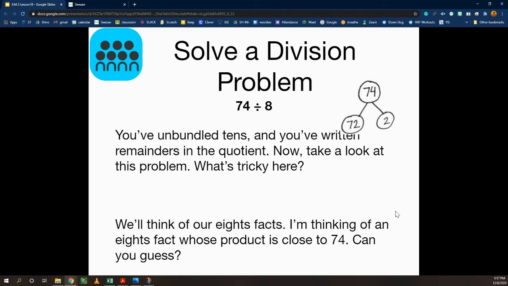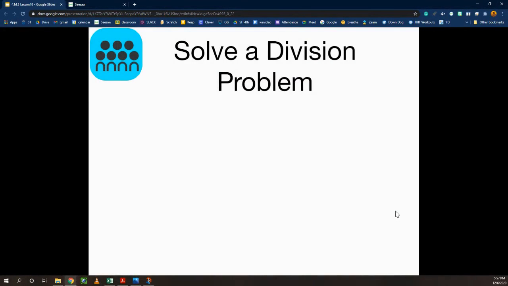74 can be broken up into 72 and 2. One of my 8 facts is 9 times 8 is equal to 72. So therefore, if I think about it like that, I know that 72 divided by 8 is 9. And then my 2 also is the remainder. So we're going to do the same thing for a couple other problems.